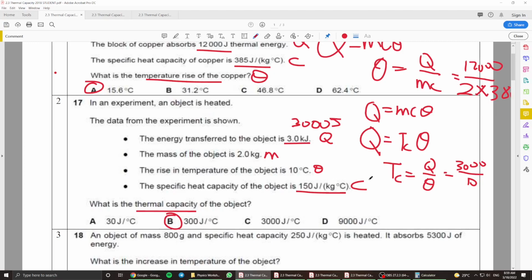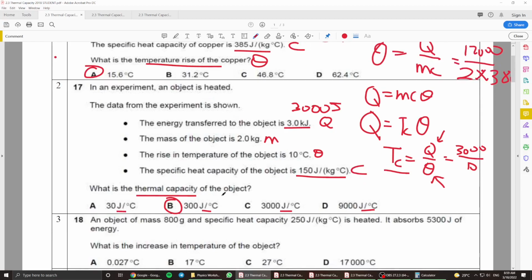Now in your exam, if you forget the formula for thermal capacity, you can always look at the units given in the answers. If it is joules per degree Celsius, then obviously it is Q over theta here, which in this case will be 3,000 divided by 10. So that's why you're supposed to get B as your answer here. Alright.